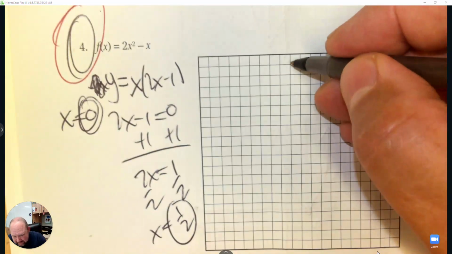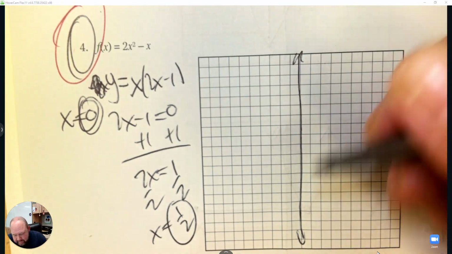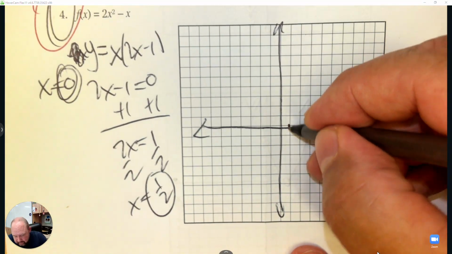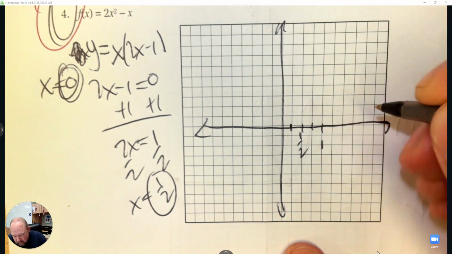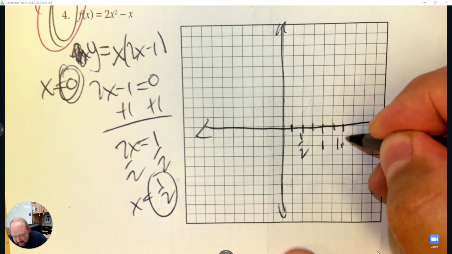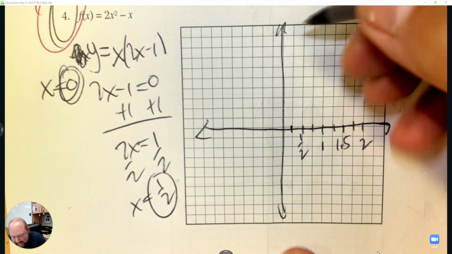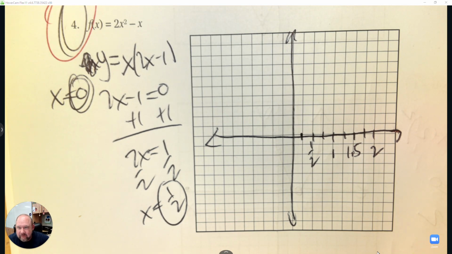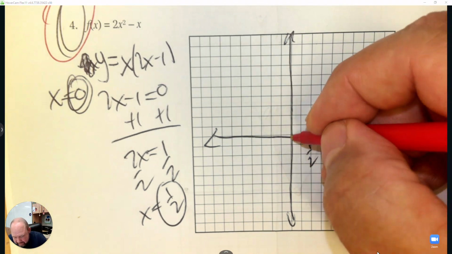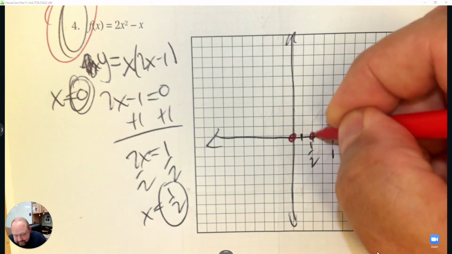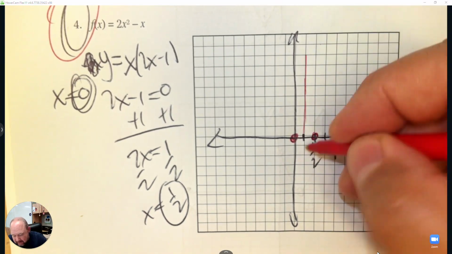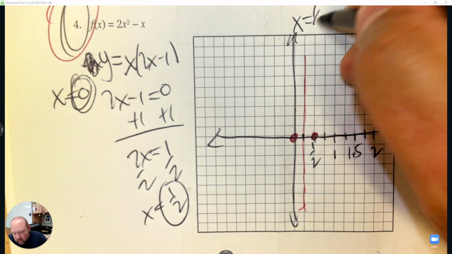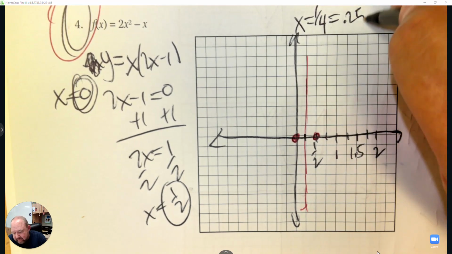So I'm going to make the scale make sense to me. So I'm going to count by quarters. There's 1/2. There's 1. There's 1.5. There's 2. That's my scale, so that it makes sense to me. So the x-intercepts are at 0 and 1/2. What number is exactly in the middle between 0 and 1/2? Can you see it? Do you have that number sense? So that's 1/4. You could also write it as 0.25.